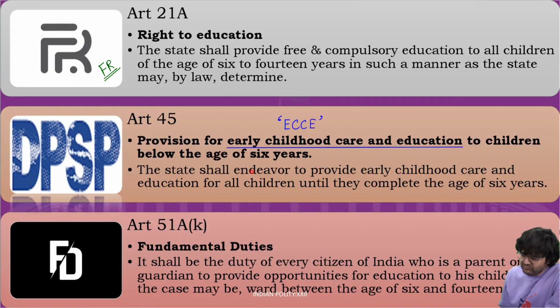Okay. And there's also a duty now, the duty of every citizen who is a parent or a guardian, to ensure that their kid between 6 to 14 goes to school. Article 21 capital A. Very simple.